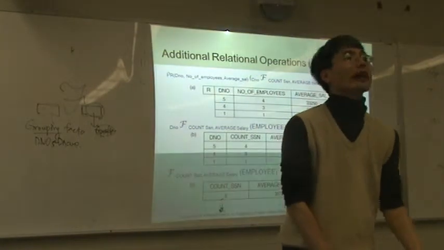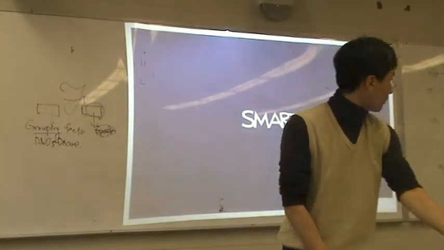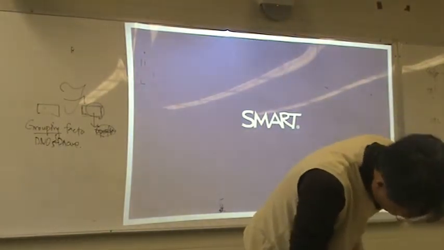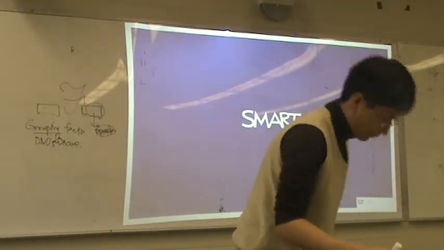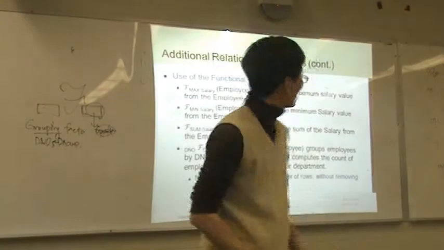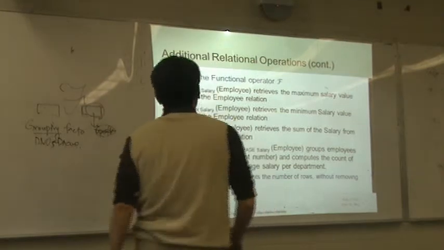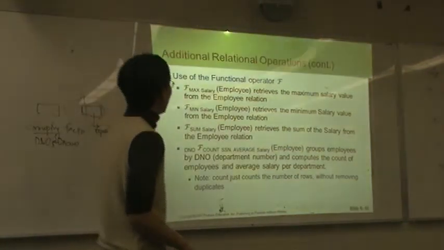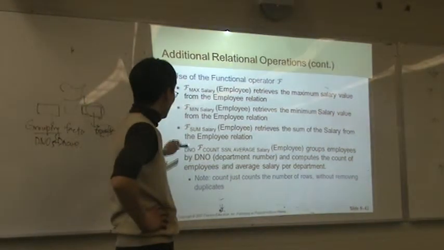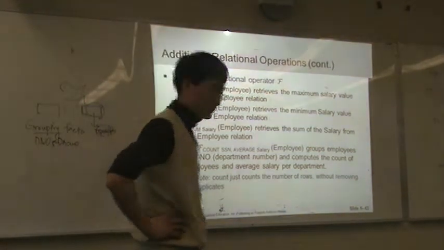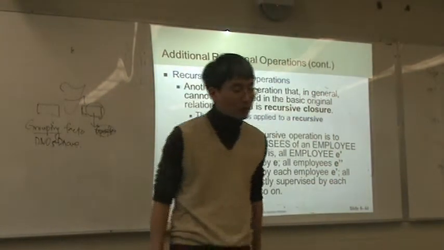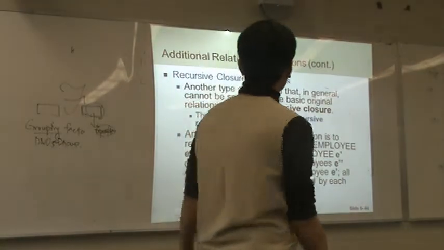So we will see it again during SQL. So this is another example of F, the aggregate function. So we have max, minimum, sum, and count by DNO. Okay. The next operation is the recursive closure.